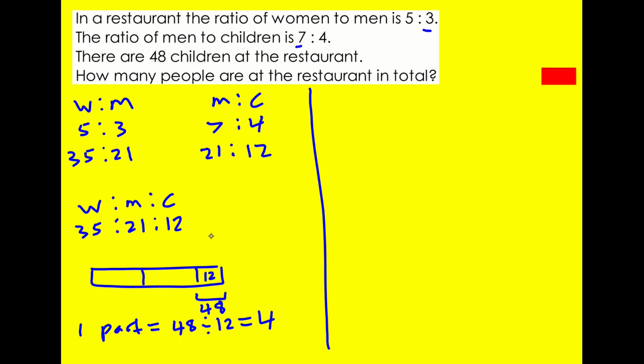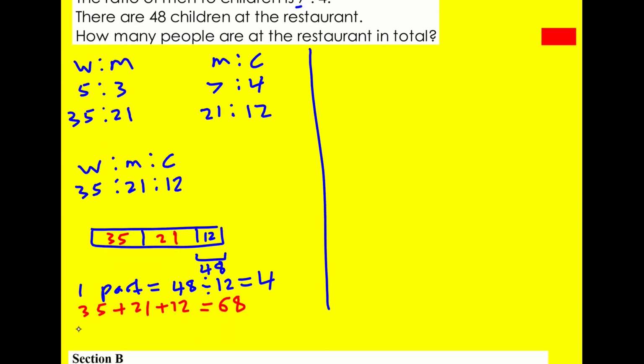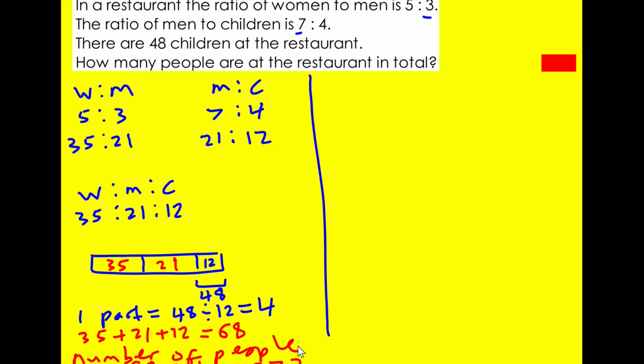And then if I want to know the total number of people, I need the total number of parts. So that would be, I need to add these all up. Okay, that gives me 68. So how many people, it's going to be 68 times 4, which is 272. Okay, really solid way of doing that problem.